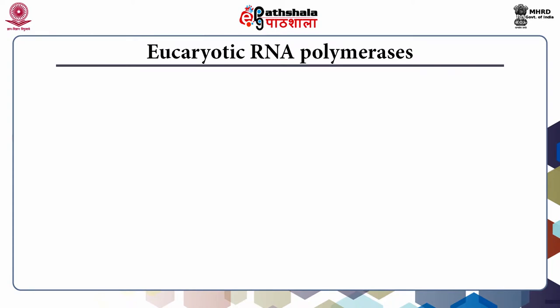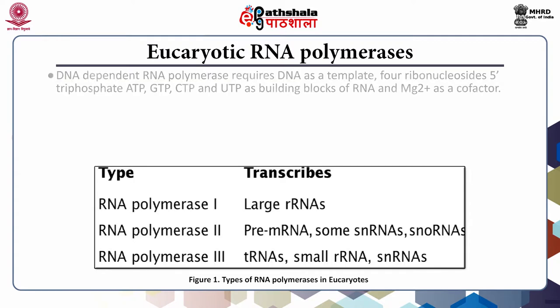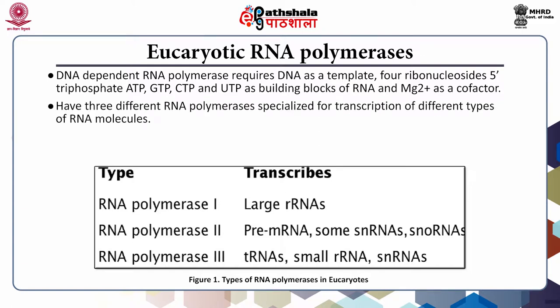Eukaryotic RNA polymerases. Figure 1. DNA dependent RNA polymerase requires DNA as a template, 4 ribonucleoside 5' triphosphates, ATP, GTP, CTP and UTP as building blocks of RNA and Mg2+ as a cofactor. The E. coli RNA polymerase holoenzyme consists of RNA polymerase core enzymes plus a sigma factor, which carry out the 4 steps of prokaryotic transcription process, which includes template binding, initiation, elongation, and termination. Eukaryotes, on the contrary, have three different RNA polymerases specialized for transcription of different types of RNA molecules.